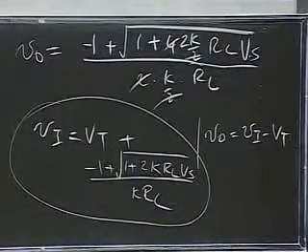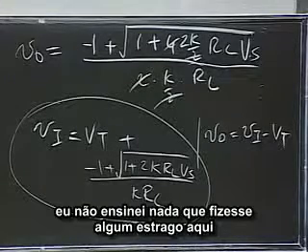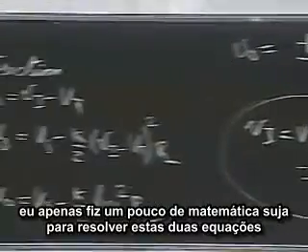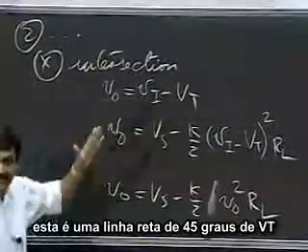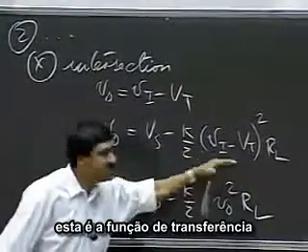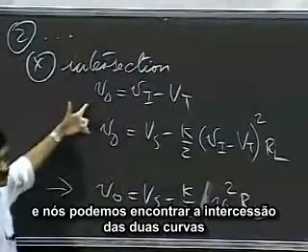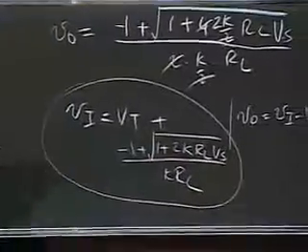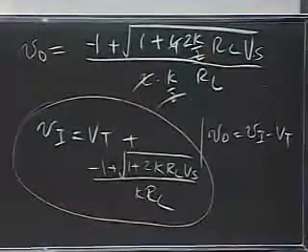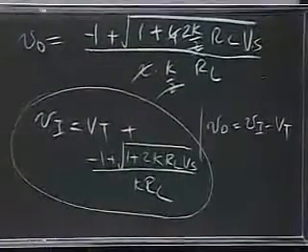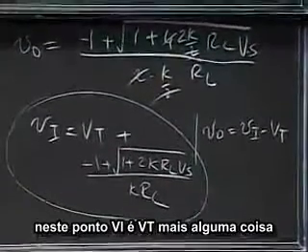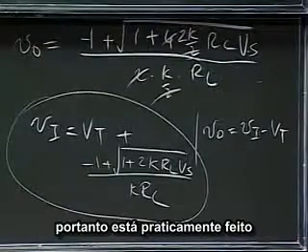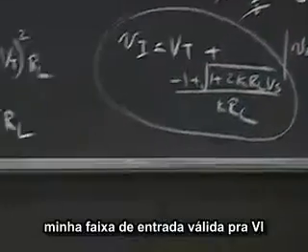So I haven't taught you anything earth-shattering here. I've just done some grubby math to solve these two equations. This is a straight line at 45 degrees from VT, and this is the transfer function, and I need to find the intersection. The intersection is given by this point. That point, VI being VT plus something, is simply the second dot on the x-axis. So therefore, I'm pretty much done.